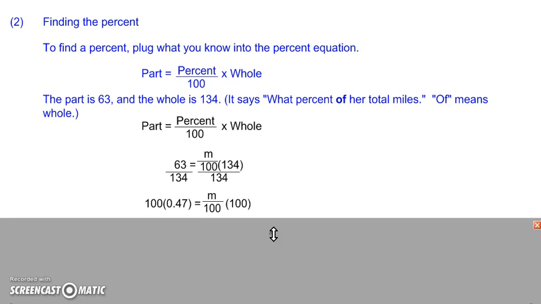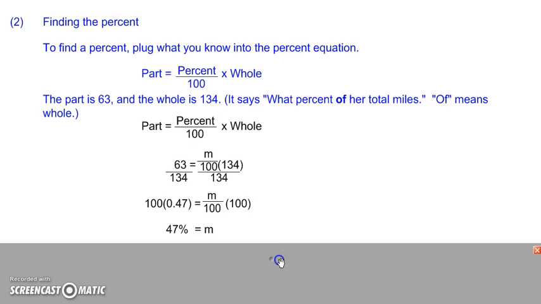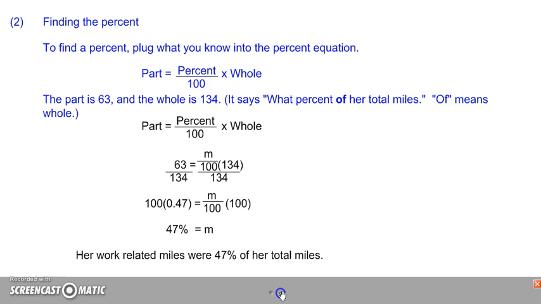Then our last step is to get rid of that 100. So that means we have to get rid of division by multiplying both sides by 100. When we multiply both sides by 100, we see that m, our percent, is 47%. So her work-related miles were 47% of her total miles.